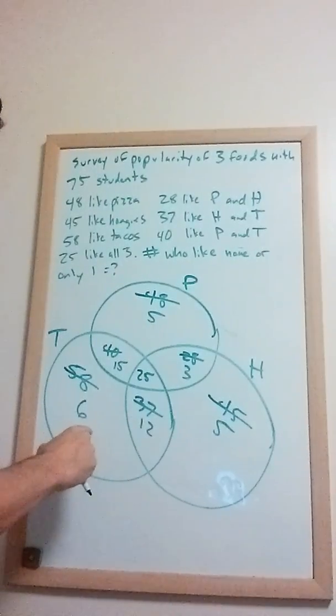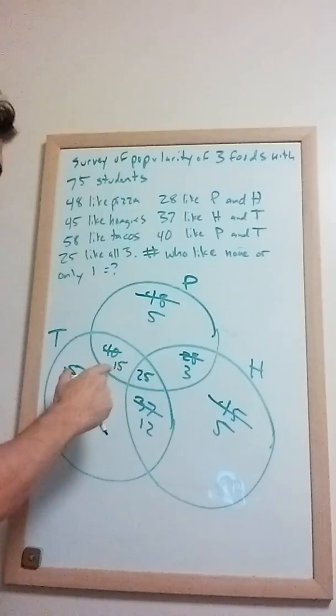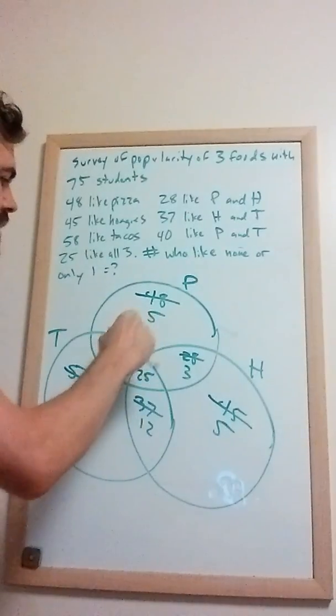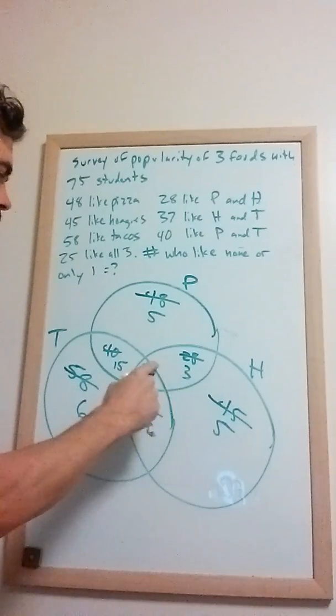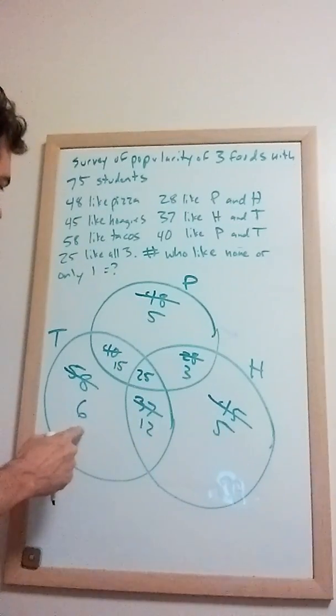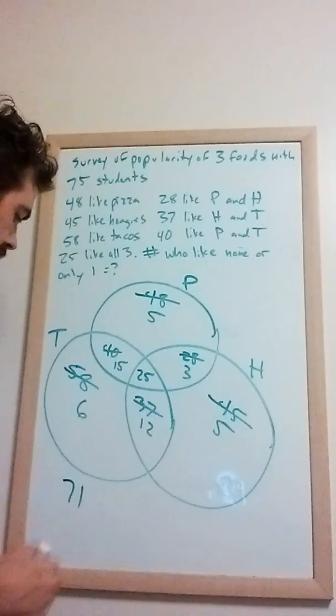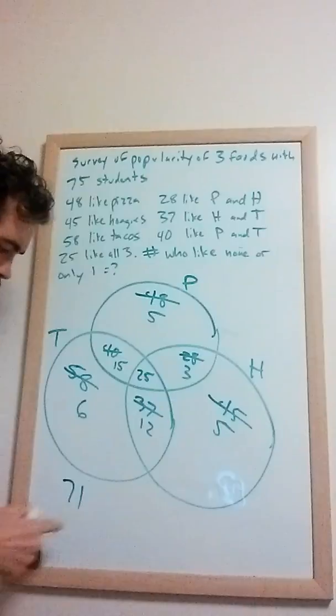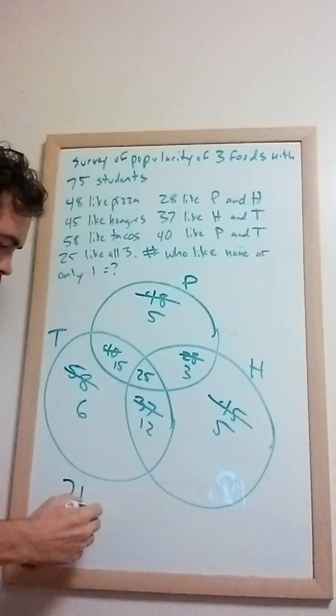So if I add all these together, I'll start with the easy ones, okay? 15, 25 is 40, 45, 48, 53, 55, 65, 71. All right, so that's 71 people. But it says up here that there's 75 students total. So the missing 4, right?